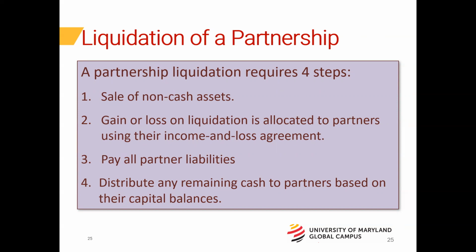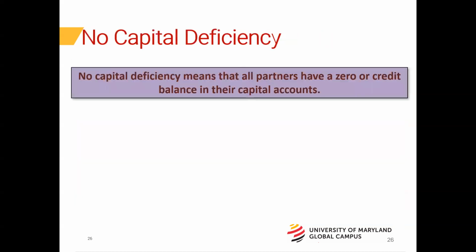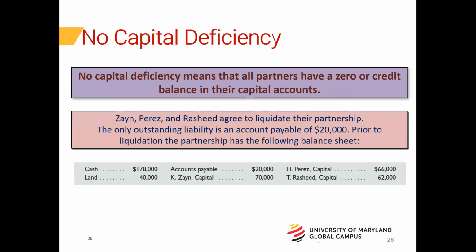All of the liabilities are paid off, and any remaining cash goes to the partners based off of their percentage of ownership. So in our earlier example, let's say the partners couldn't agree with Perez leaving, and so they decided, hey, let's just dissolve the partnership entirely. So here's an example of what that looks like.